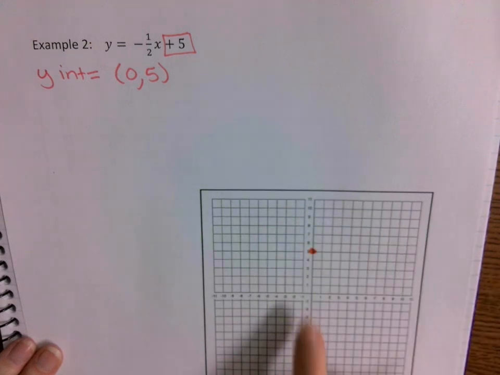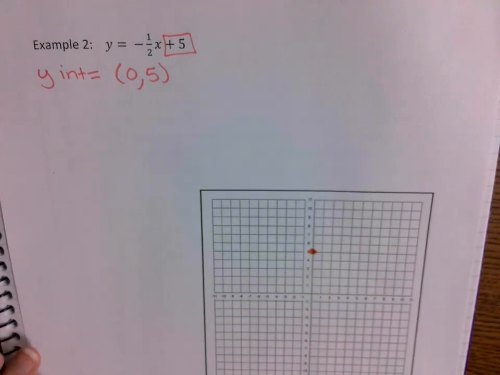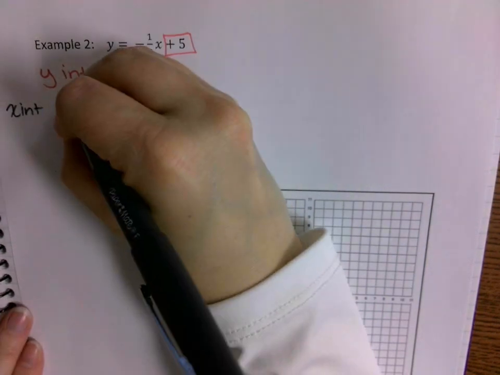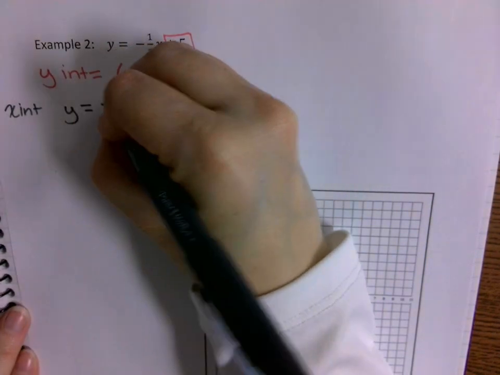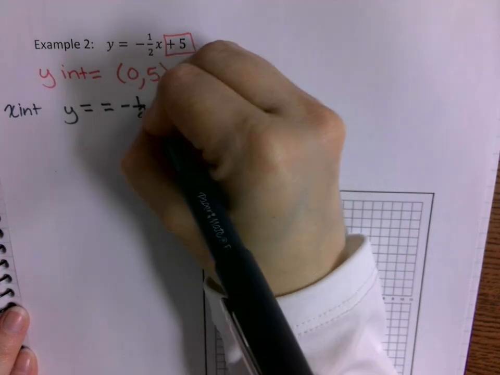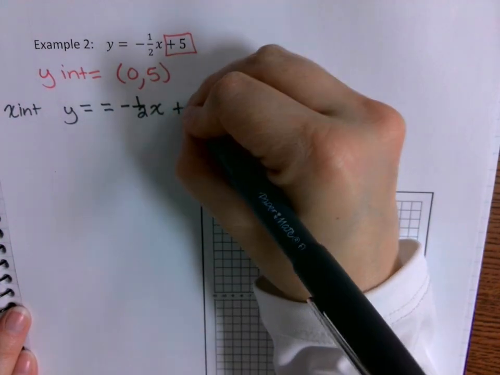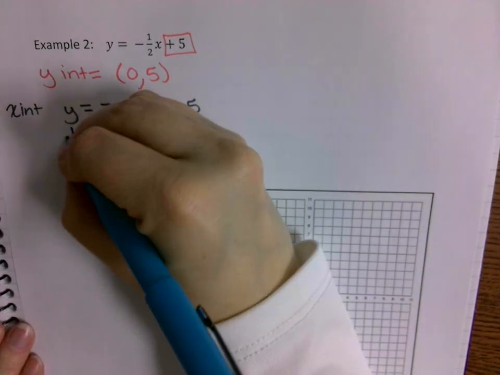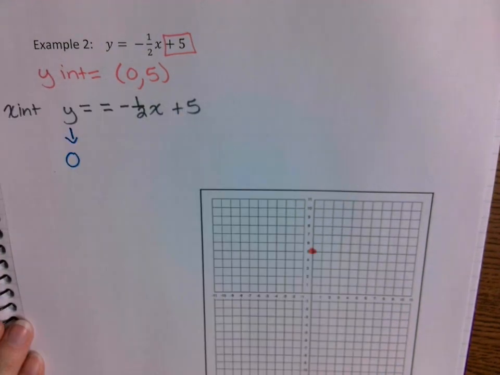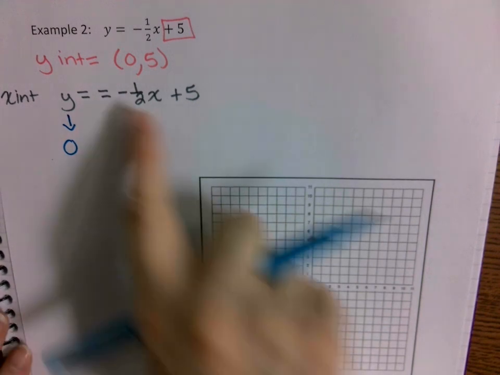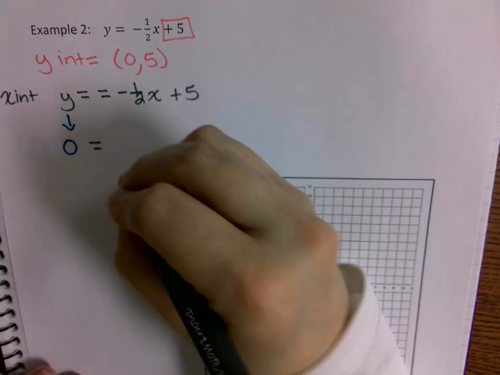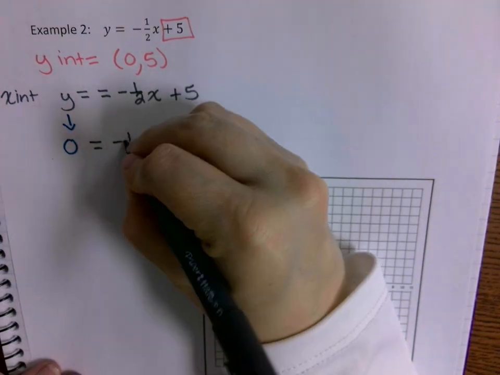Okay, for our x-intercept, to be able to identify the x-intercept, we're going to have to go ahead and solve. What are we going to replace the y with again, Matthew? 0. We're going to plug 0 in for our y value when we're trying to solve for our x-intercept. So we're going to have 0 is equal to negative 1/2 x plus 5.